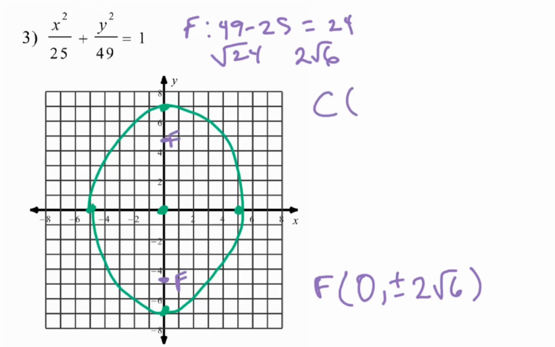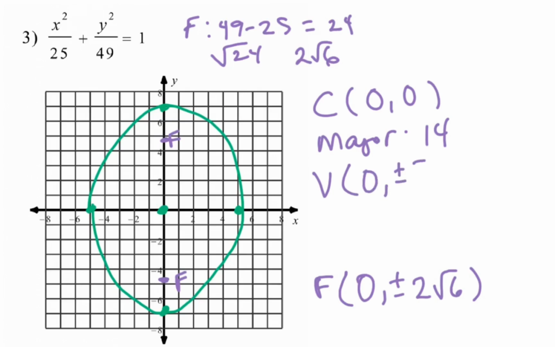Okay, my center is at 0, 0 still. My major axis length is 7 and 7, so it's 14. My vertices are going to be at 0, plus or minus 7, and my co-vertices are going to be at plus or minus 5, 0. So you want to make sure that you know the difference between your vertices and your co-vertices. The co-vertices are going to be your shorter dimension on this for ellipses. That's how you do that.